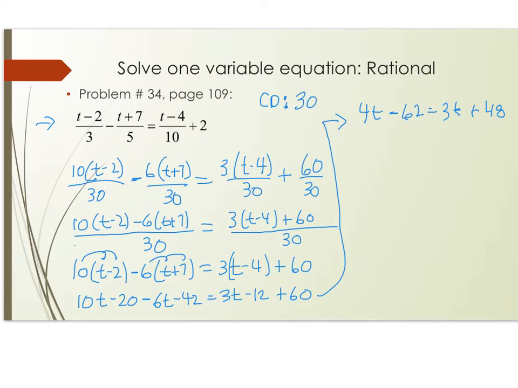And then finally, now I want to combine the t's because I want to solve, so I take 3t from both sides. t minus 62 is equal to 48. And now I isolate t because I want to solve it, and I get 110, right? So that's my solution.